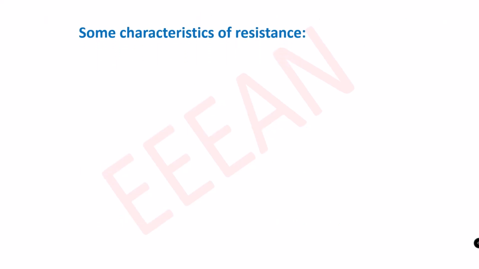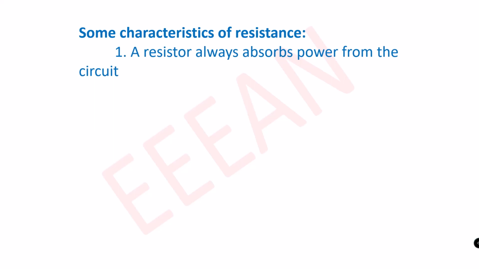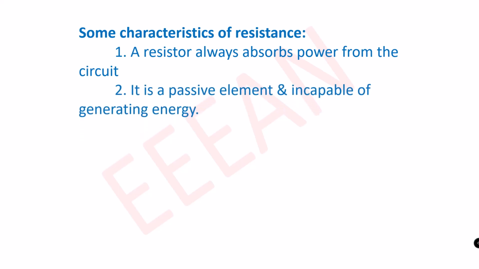And some important characteristics of resistance that we should know. Number one, a resistor always absorbs power from the circuit. Number two, it is a passive element and incapable of generating energy. That is, it can take power or energy from other elements like a voltage or current source, but it cannot produce any power or energy by itself. That's why it's a passive element.